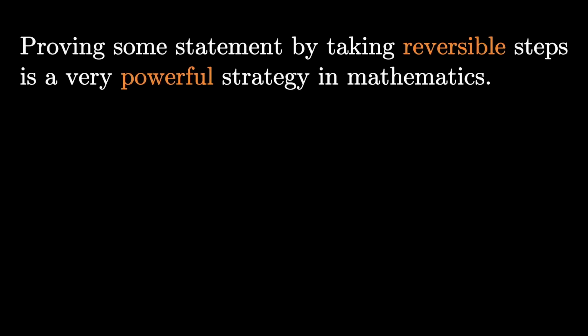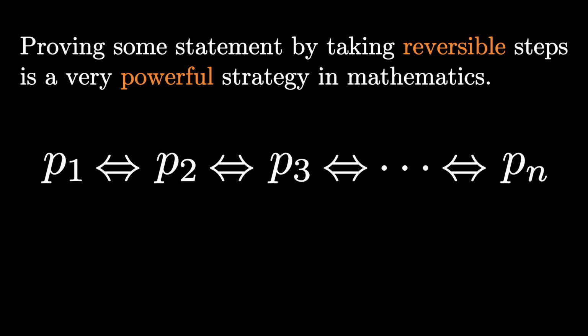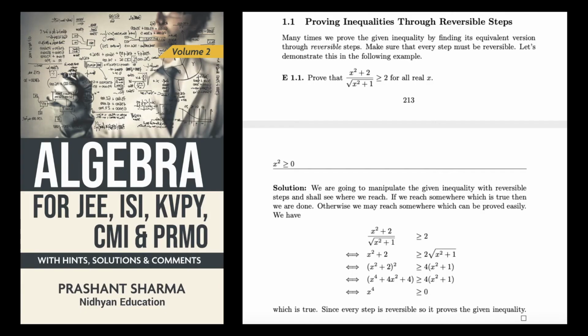That is why sometimes thinking in a backward direction is a better approach. Proving some statement by taking reversible steps is a very powerful strategy in mathematics. Suppose we are given some statement P1 to prove, and it is not immediately clear how to prove it. We take some reversible steps and suppose we reach some other statement Pn, which is obviously true or at least easy to prove. So the trueness of Pn would imply the trueness of P1. In other words, proving Pn is as good as proving P1. But remember, it is valid only if all the steps are reversible. Not even a single step should be irreversible. Make sure you understand it properly.